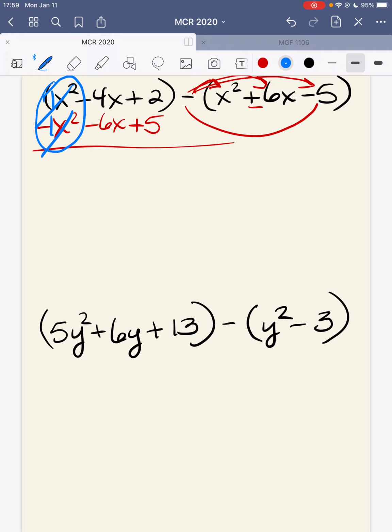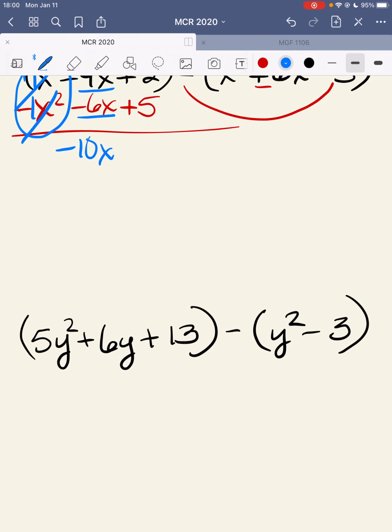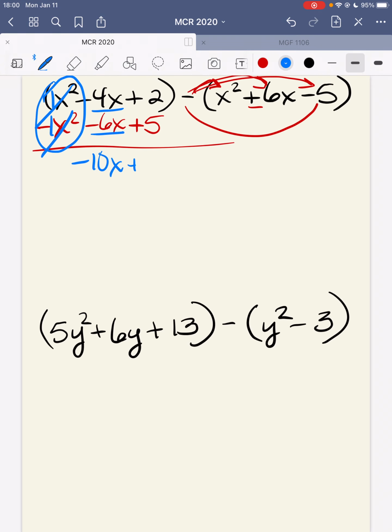So I have a negative 4x and negative 6x, same sign, add and keep the sign. I have negative 10x. I have 2 plus 5, which is plus 7, and at this point I'm done. So sometimes things will cancel out on you. That is totally 100% okay.